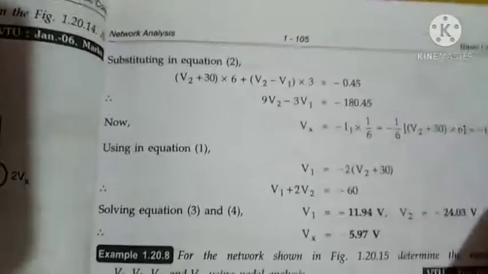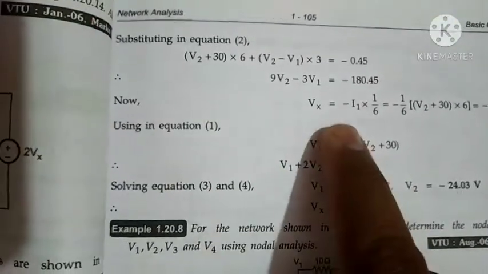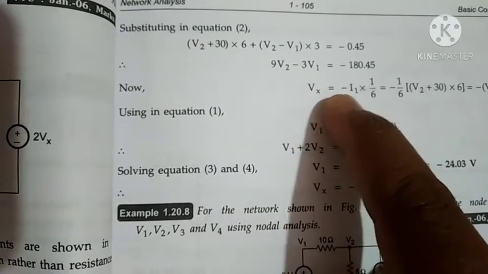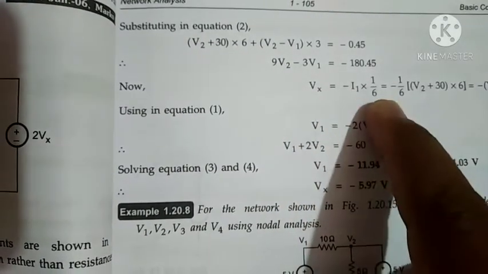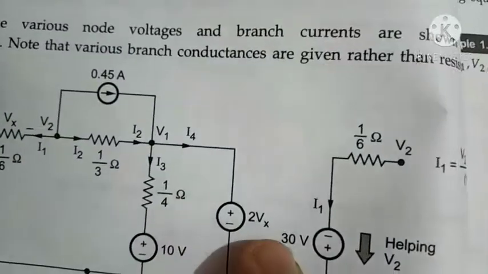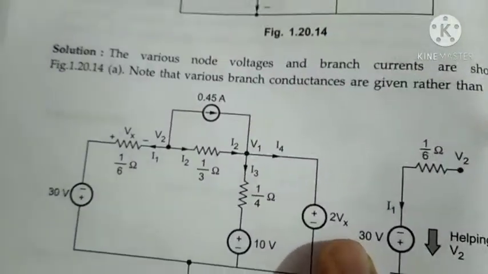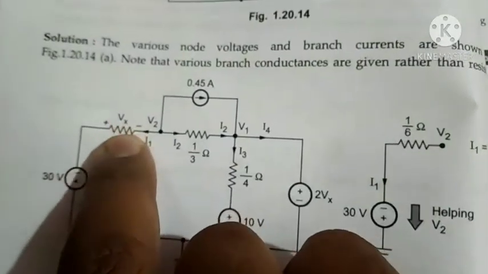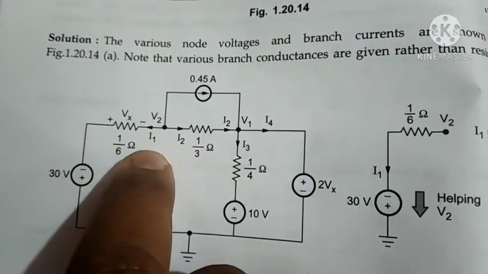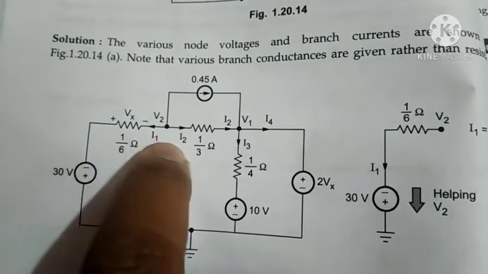While applying the equation for the second one, before applying, they have calculated the value of Vx. Vx is equal to minus I1 into 1 by 6. So where is Vx? Here, this Vx. Here they have given the value of Vx. Vx is nothing but the voltage across this, where the current is moving opposite to the polarity given here.